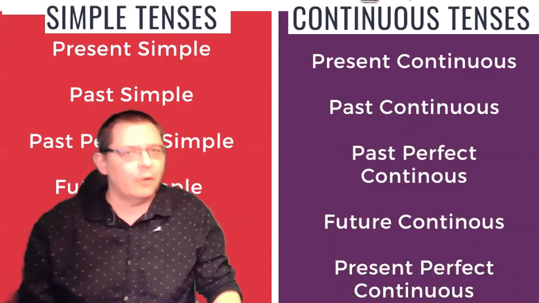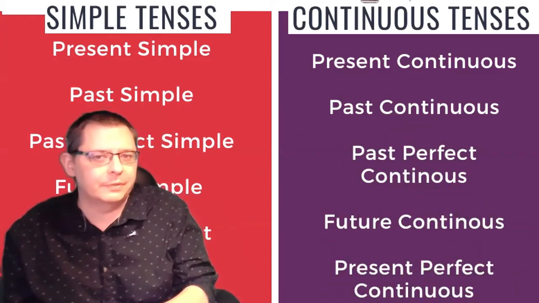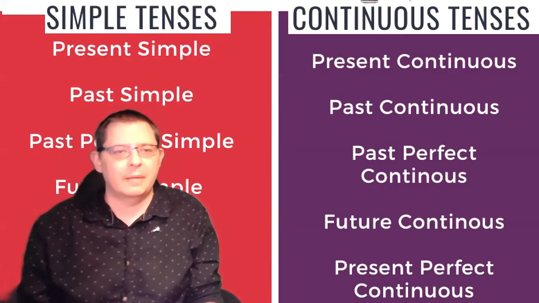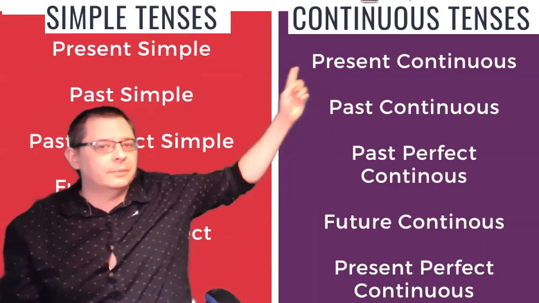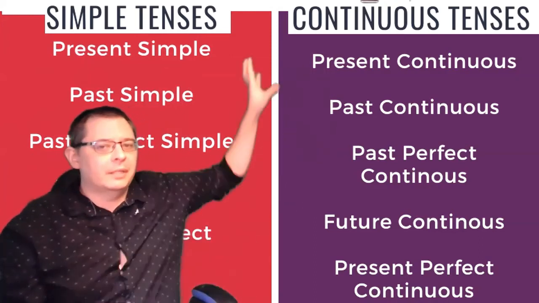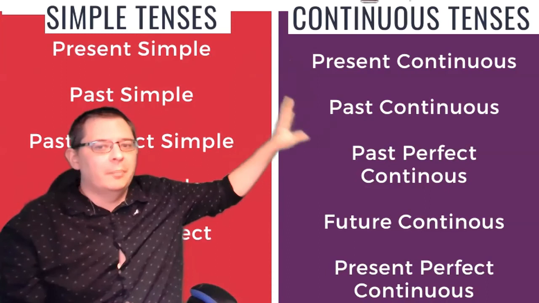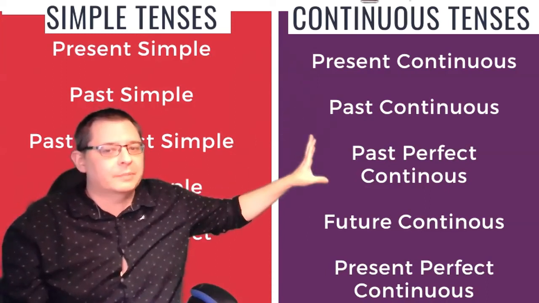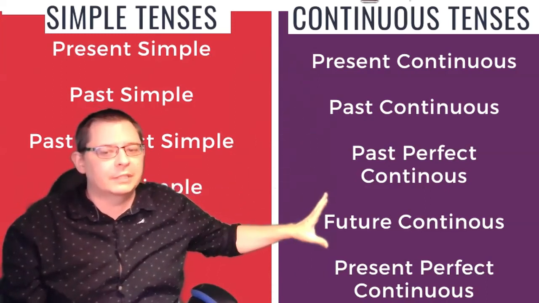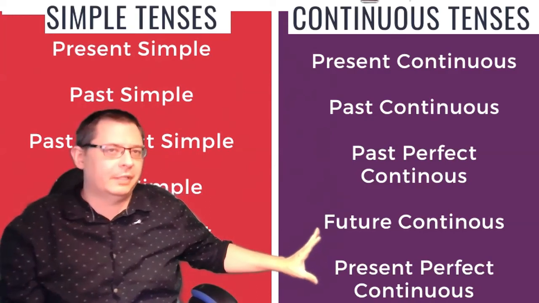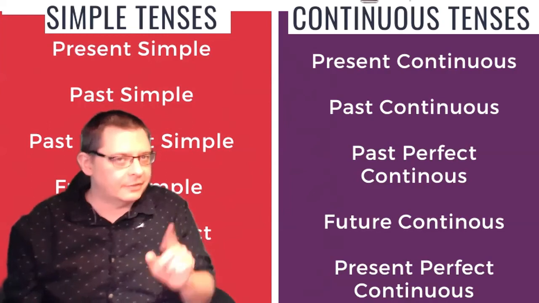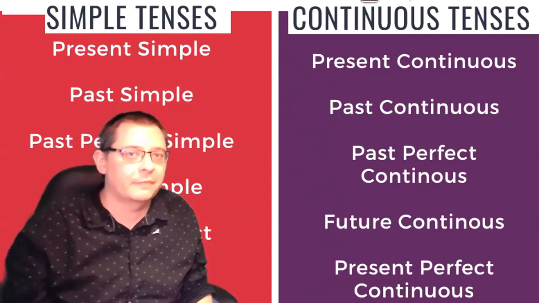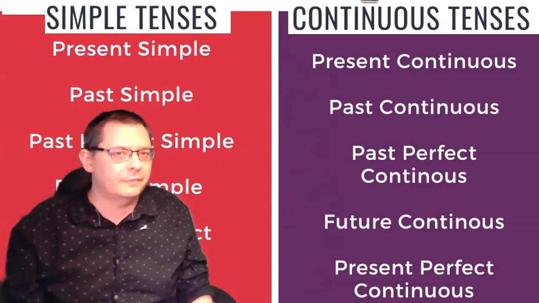For active or dynamic verbs, you are welcome to use them in the simple tenses and, of course, the continuous tenses. We can use them in present continuous, past continuous, past perfect continuous, future continuous, and the present perfect continuous. If you don't know all of these verb tenses yet, that's okay, because I'm sure we'll make a video about each of these in the near future.